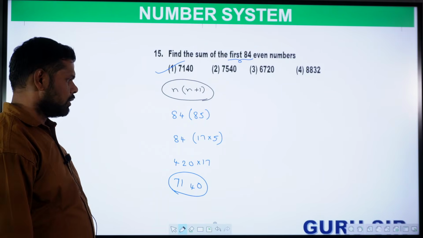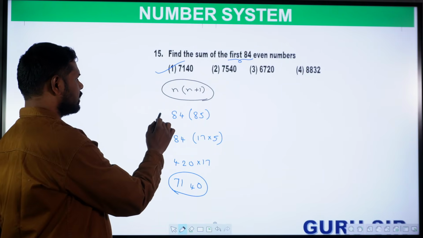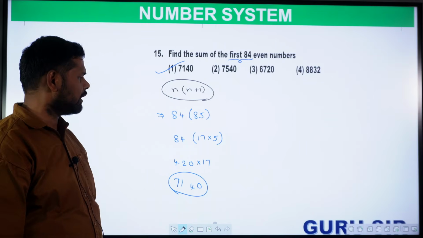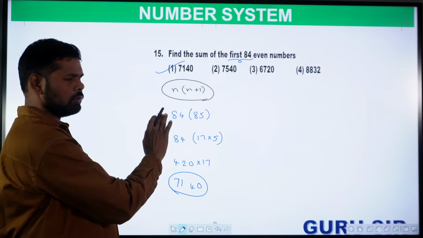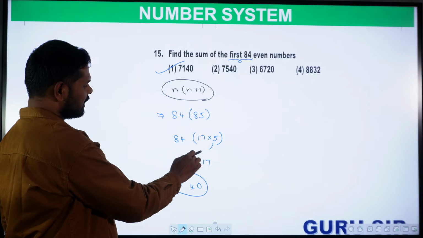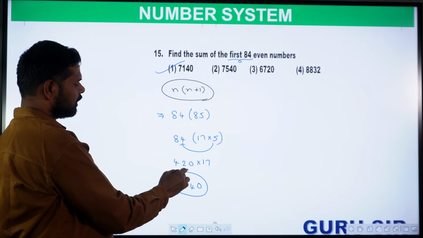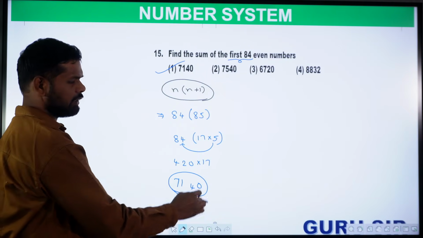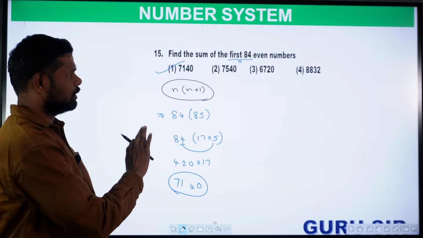That's it. So multiplication, right? Easy way, 84 into 85. You can multiply it directly, no problem. Otherwise, I write 85 as 17 into 5. Then first multiply these two: 84 into 5 means 420. Then into 17, 7140. Simple answer.